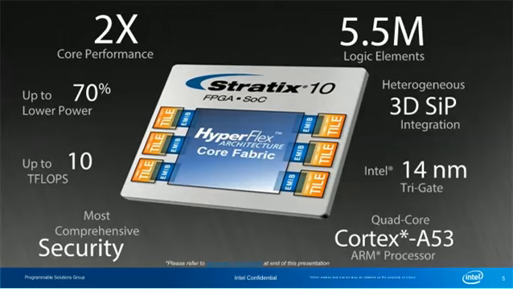Stratix 10 FPGAs and SoCs deliver capabilities that were previously unimaginable from a PLD or programmable logic device. When compared to previous generation high-end devices, Stratix 10 delivers twice the core performance, up to 70% lower power, over 4 times the logic density, and additionally, on SoC devices, an integrated quad-core 64-bit ARM Cortex A53 hard processor system.